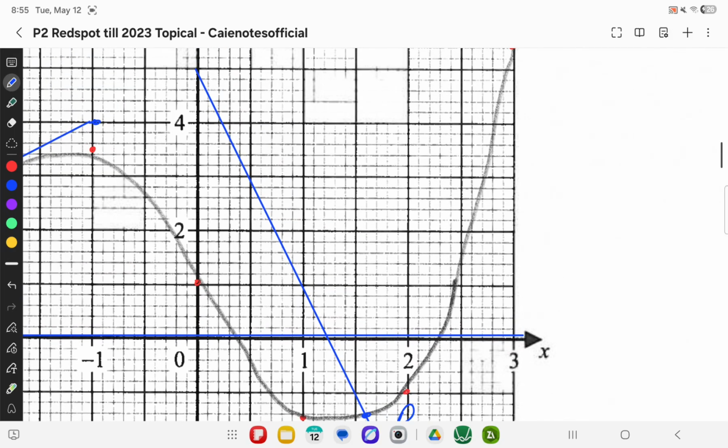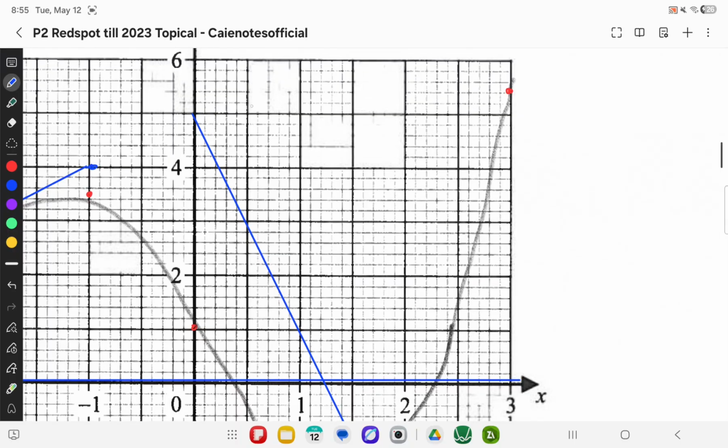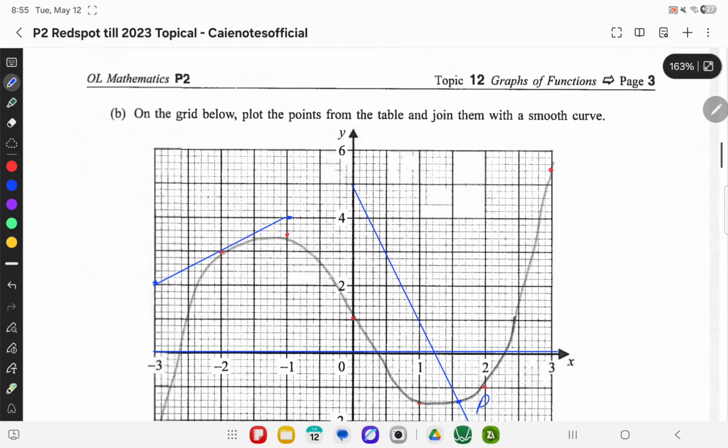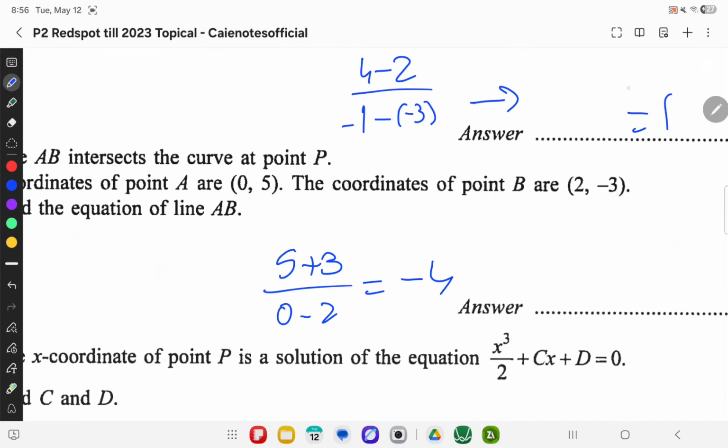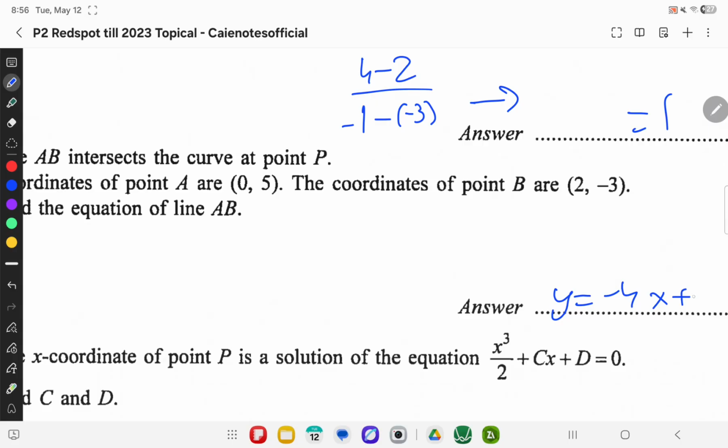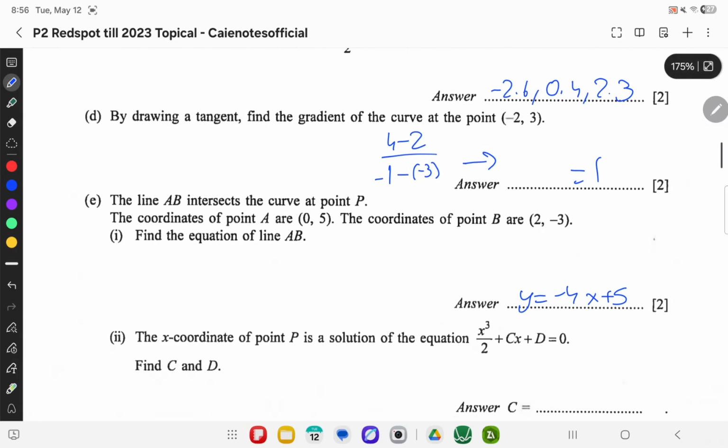I could just find the gradient by cheating. The rise is 4 units and the run is 1 unit, so the gradient is negative 4, so the answer is y is equal to negative 4x plus 5. Okay, negative 4x plus 5.